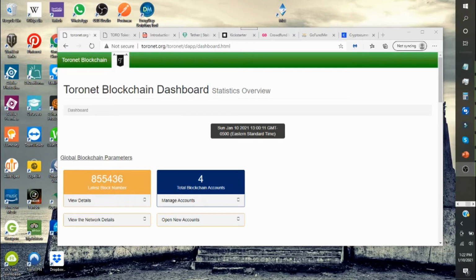Hello, today we are going to be describing the Toronet blockchain, the principles behind it, and the objective of the blockchain. And in the same video, I will be describing how the Toronet transactions work on the fundamental level.